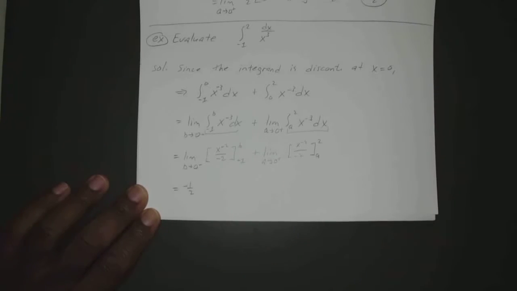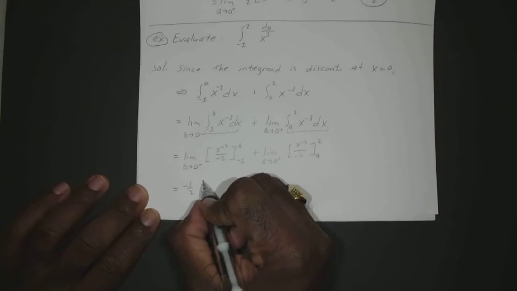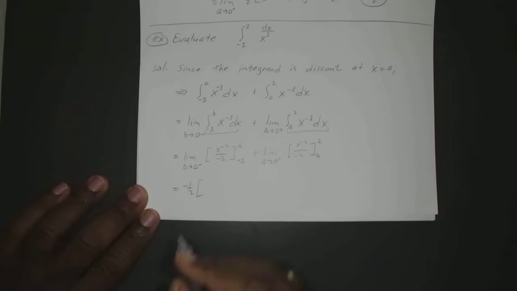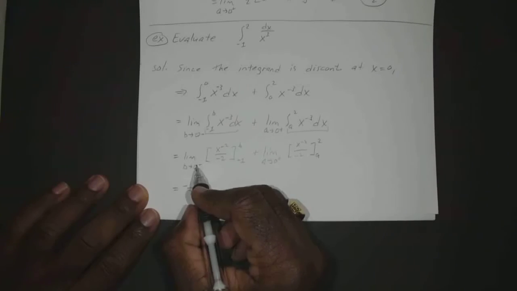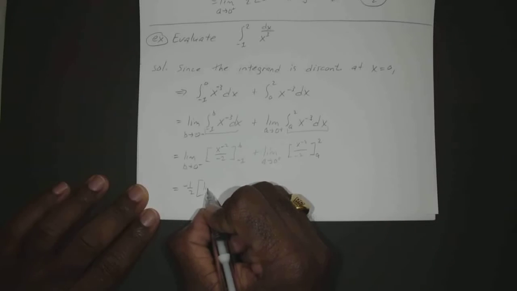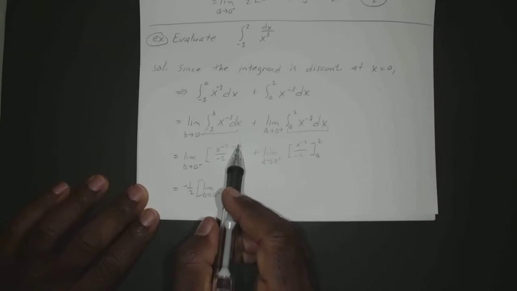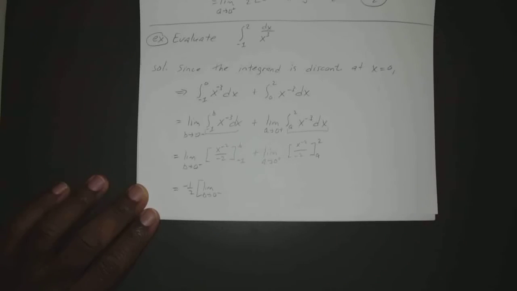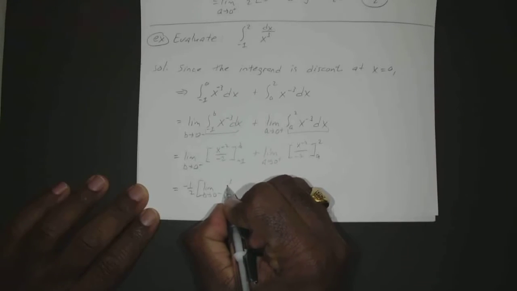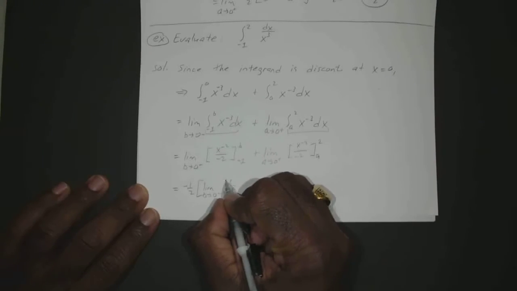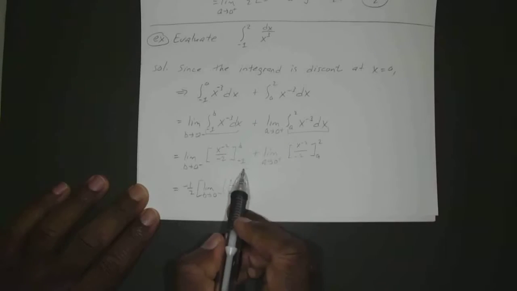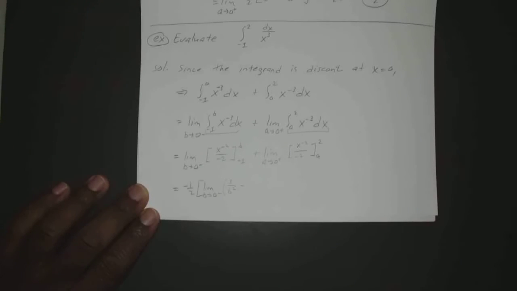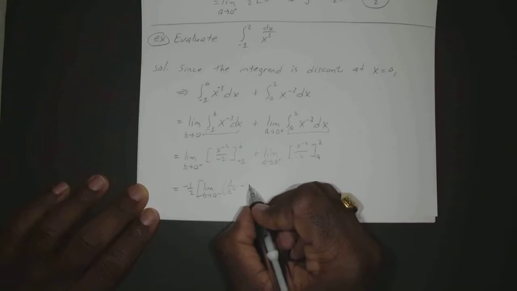So negative 1/2. Actually, we'll just factor out negative 1/2 for both of them. So we have the limit as b approaches 0 from the left. We plug in b, it gives us b to the negative 2, or 1 over b squared. Minus, if you plug in negative 1, 1 over negative 1 squared, which is just 1.